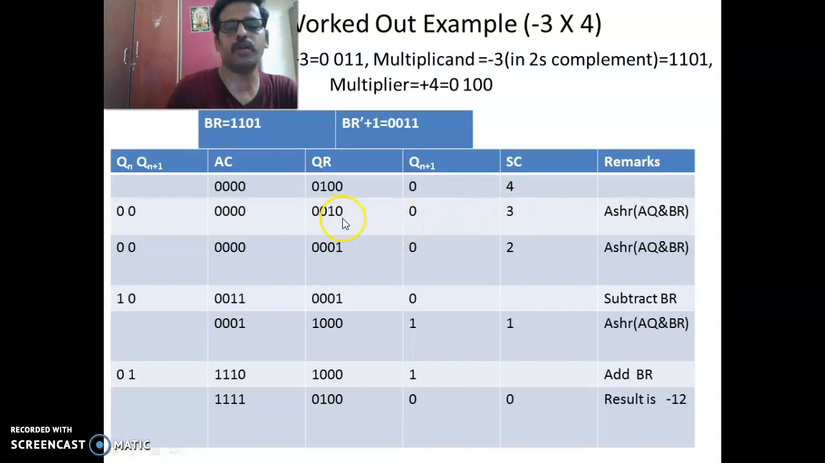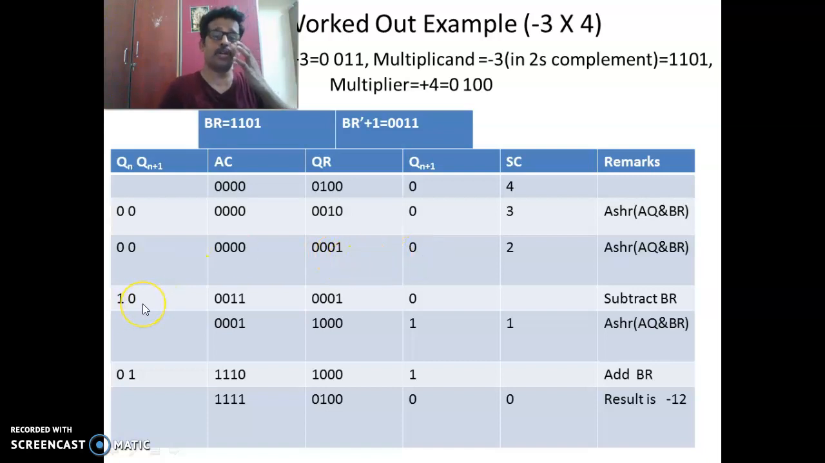Once again we are looking: the sequence counter is not equal to 0, so the process repeats. Once again we look into Qn and Qn plus 1. Once again it is 0 0, so we perform an arithmetic shift right on AC and QR. Now we have got this value, and the rightmost bit is 0, and we decrement the sequence counter by 1. Now it is 2.